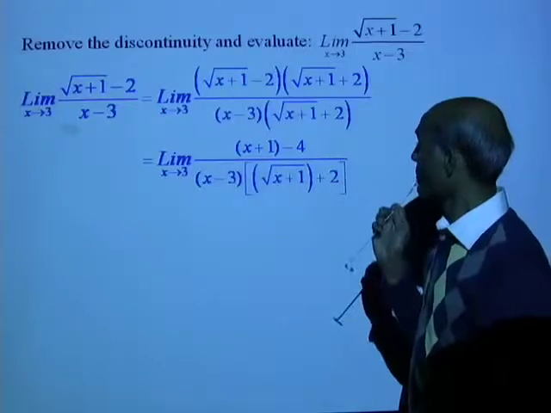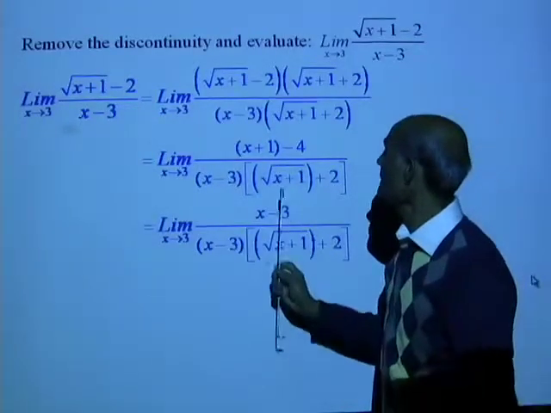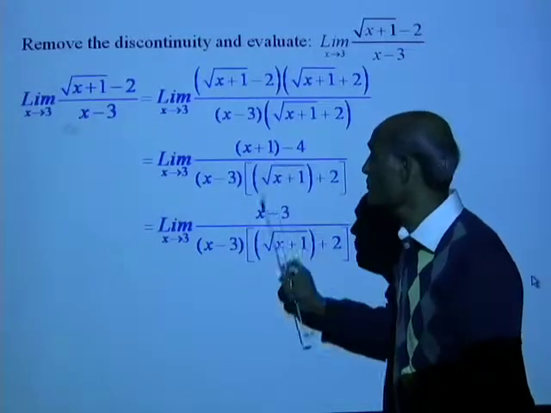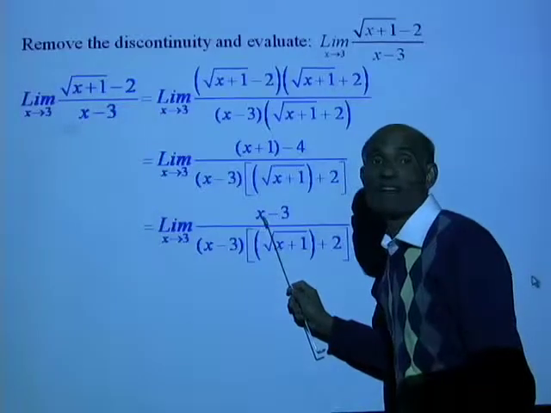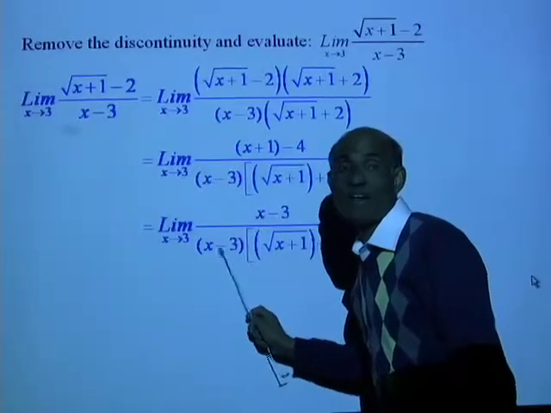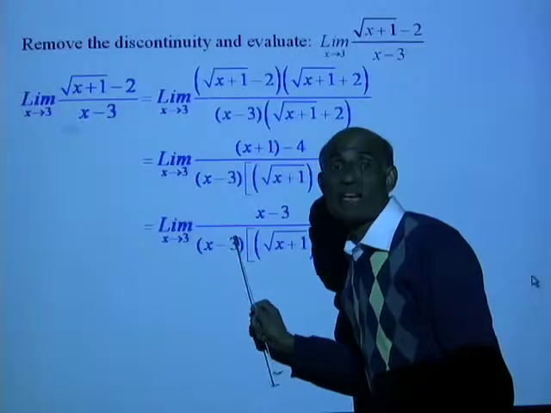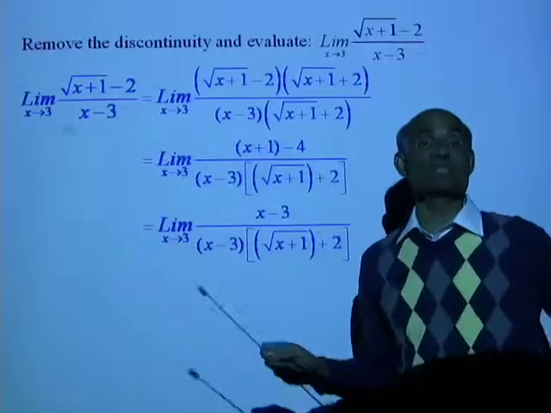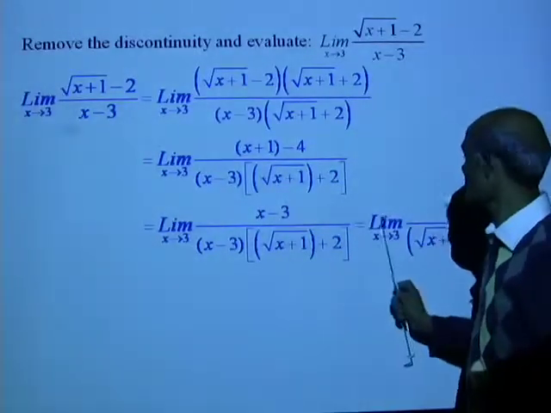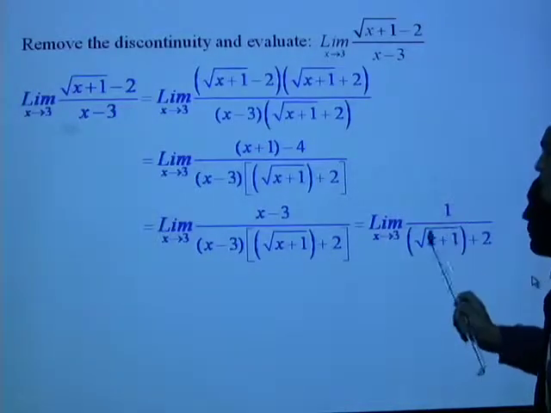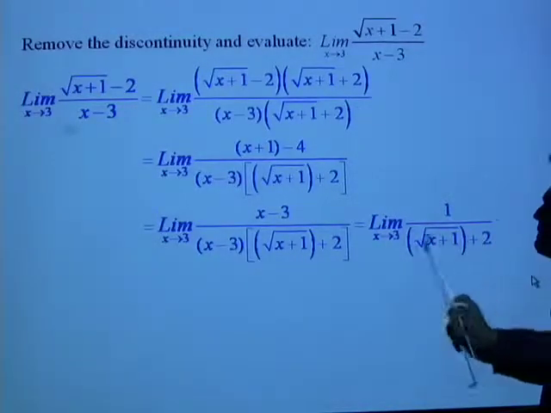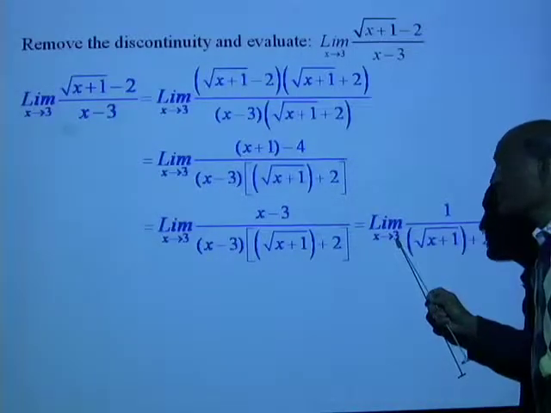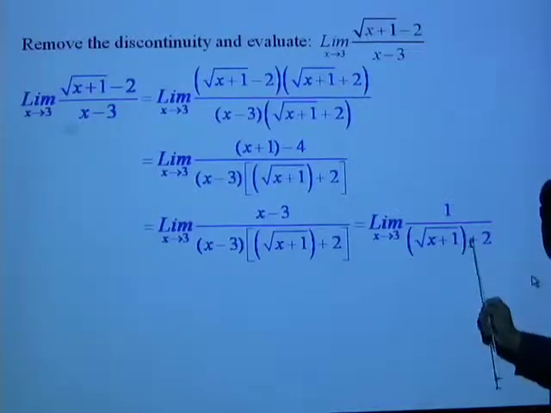Now, what will we do? If you simplify this, the numerator now is x plus 1 minus 4, which is x minus 3. And look at that. That x minus 3 and that x minus 3 go. By removing that x minus 3 from the denominator, we are removing the discontinuity. That's right. So that becomes limit x approaches 3, 1 over square root x plus 1 plus 2, because these have cancelled. And now, if you look, there is no discontinuity at x equal to 3 for this quantity.